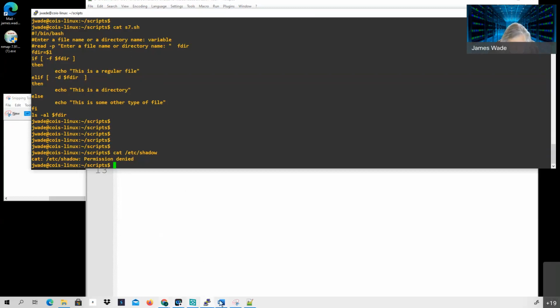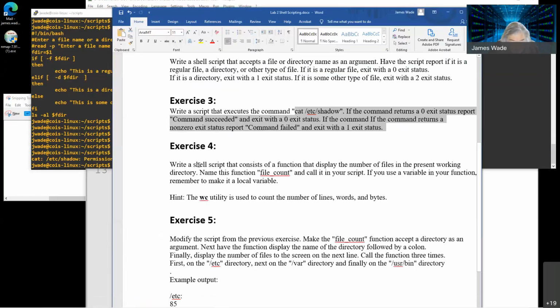Okay, so let's go. Exercise 4. Write a function that displays the number of files in the present working directory. Name the function file_count. And if you use a variable in your function, remember to make a local variable. The wc utility is used to count the number of lines.